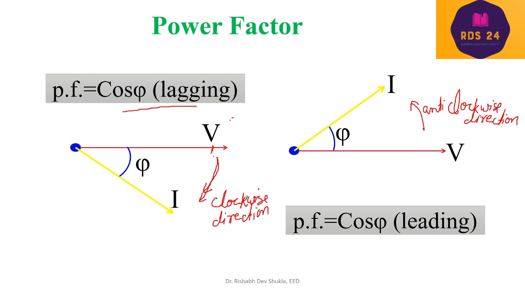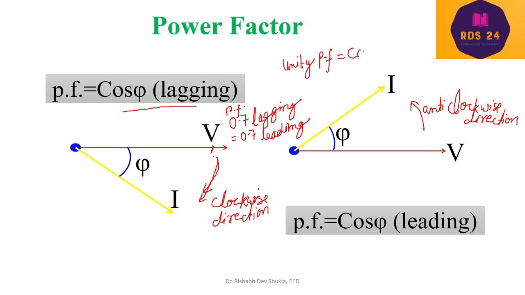So 0.7, it is lagging. This is just an example. A 0.7 power factor can be lagging and a 0.7 power factor can be leading also. So lagging and leading. And one case is also there when the power factor is unity power factor.